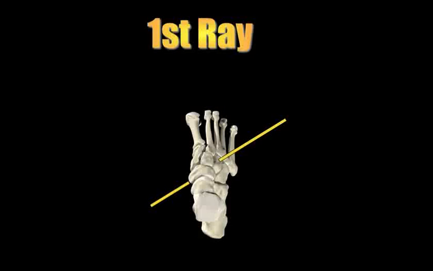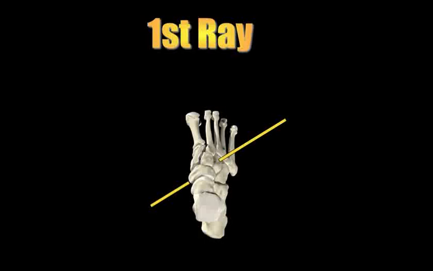So let's look a little closer at the first ray. This is a diagrammatic representation of where the axis of the first ray would be. The first ray includes the tarso-metatarsal joint. With plantar flexion, we will have an associated amount of internal rotation of the first ray, and that's in respect to the midline of the body. With dorsiflexion, we will have some associated external rotation of the first ray.